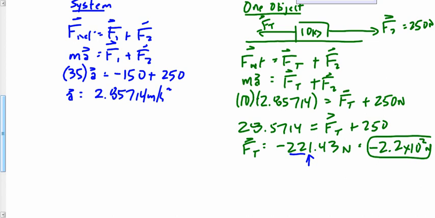Now, did anybody pick the 25 kilogram object to analyze? What did you guys get? Positive 2.2 times 10 to the 2 newtons, right? I got negative 2.2 because my tension force is to the left. You got positive 2.2 because your tension force is to the right. Are they both marked correct? Absolutely. It doesn't matter which one you pick.